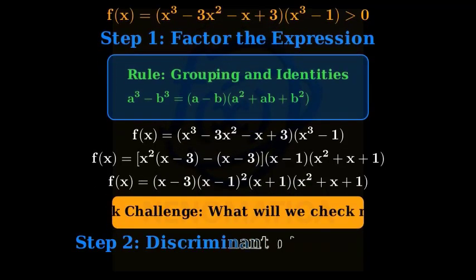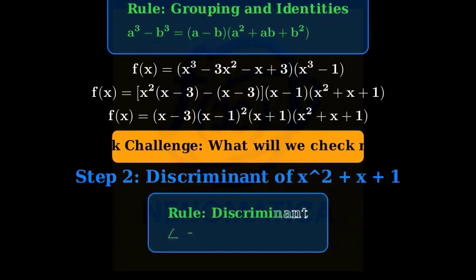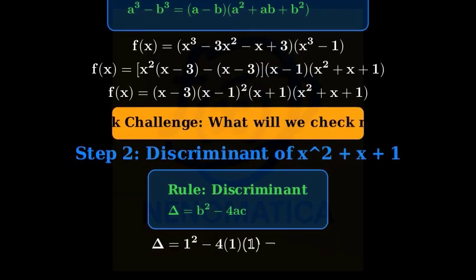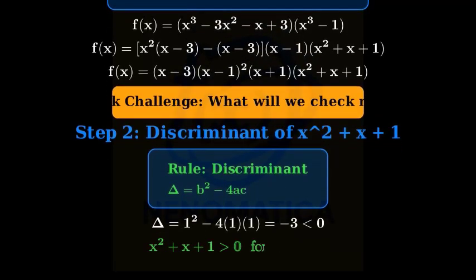We compute the discriminant. The discriminant delta equals b squared minus 4ac. For x squared plus x plus 1, delta equals 1 squared minus 4 times 1 times 1, which is negative 3. Since the leading coefficient is positive and delta is less than 0, the quadratic x squared plus x plus 1 is positive for all real x.